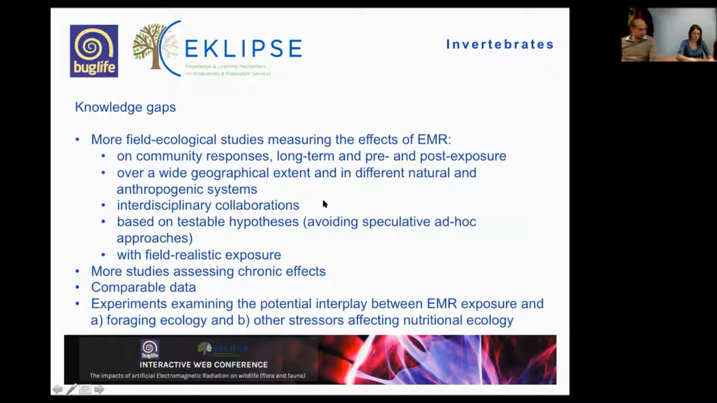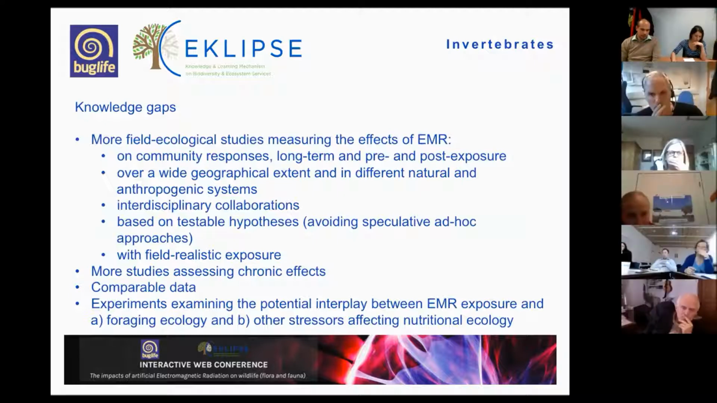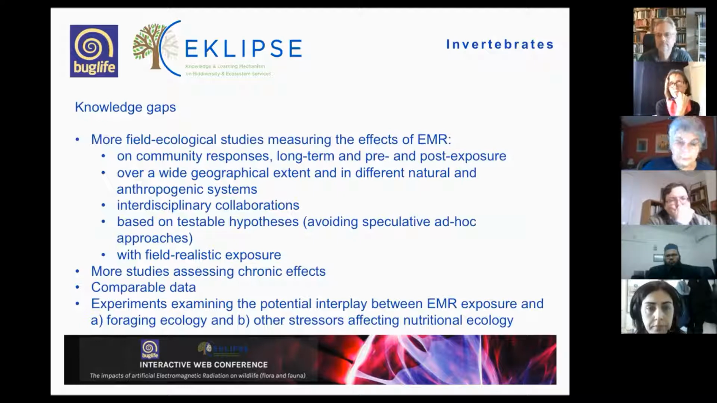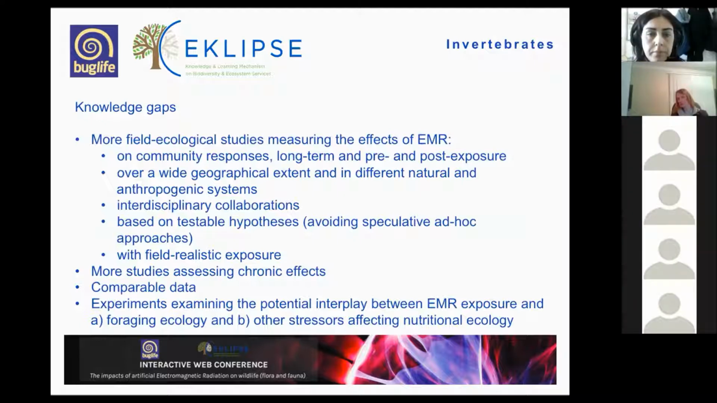So I quickly want to talk you through the knowledge gaps, and this is my last slide. We definitely need more field ecological studies measuring the effects of EMR. We need community responses to EMR, long-term and ideally pre and post-exposure, and over a wide geographical extent, and not only in Greece as our study is, and also in different natural and anthropogenic systems. We definitely need interdisciplinary collaborations. In our group, we actually had a physicist dealing with the EMR. I think that this is essential because I'm a biologist. I have no idea about physics.